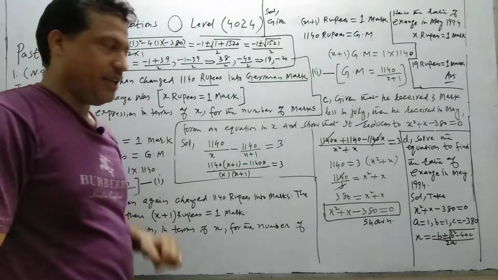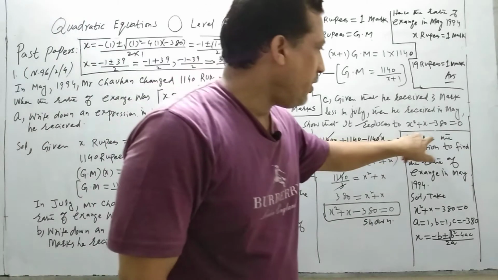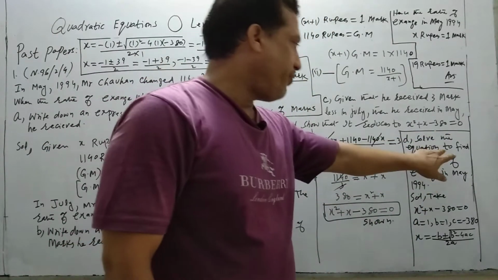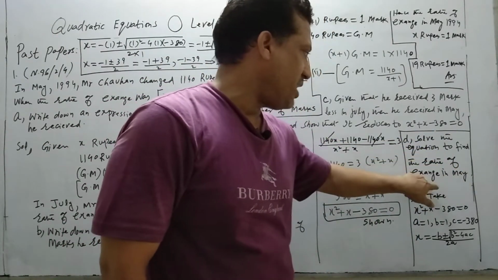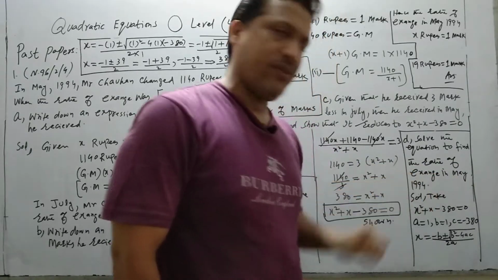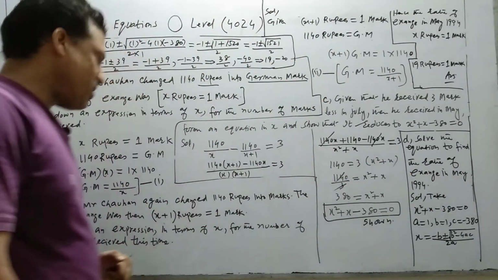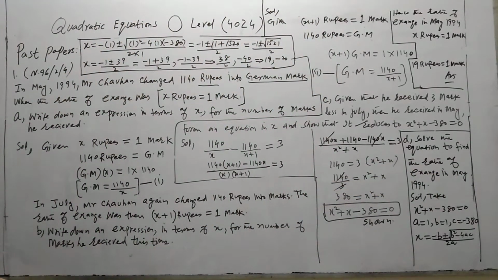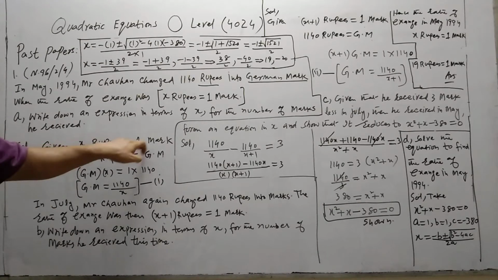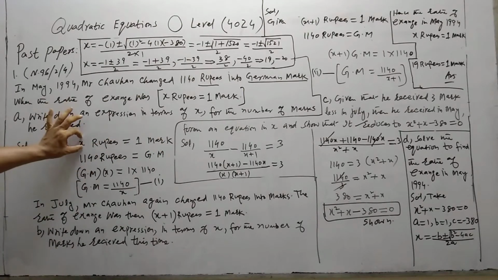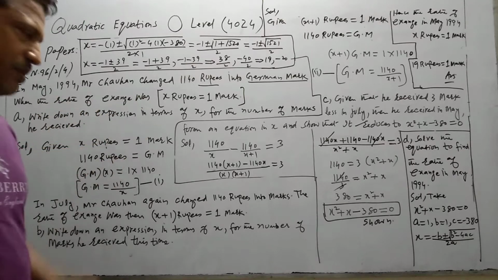Now see part D. Solve the equation to find the rate of exchange in May 1994. What is the exchange rate in May 1994? x rupees is equal to 1 mark. So we need the value of x. If we find the value of x, we just put the value of x and write that many rupees is equal to 1 mark.